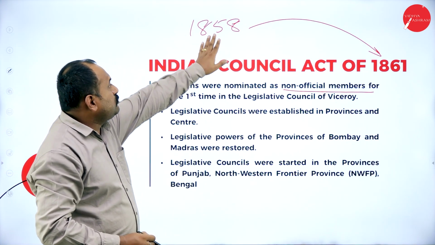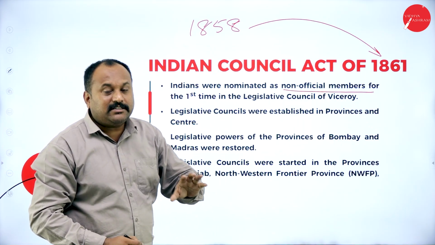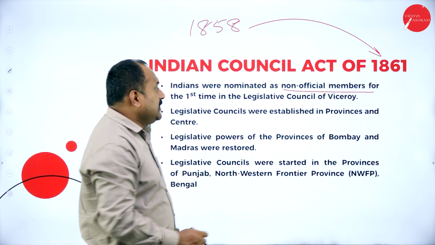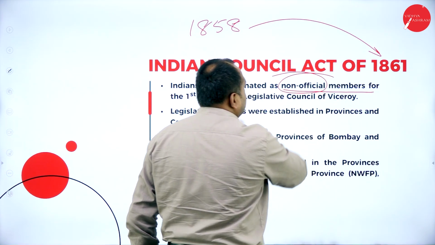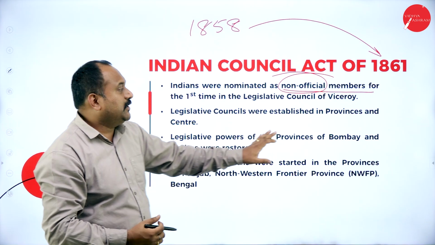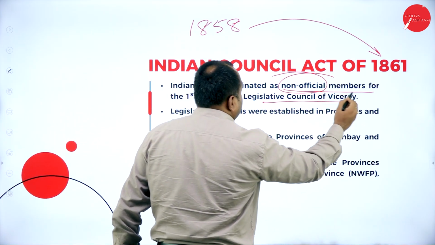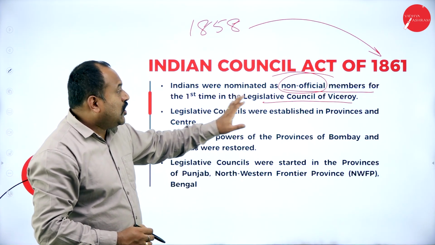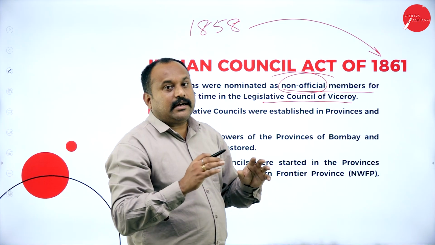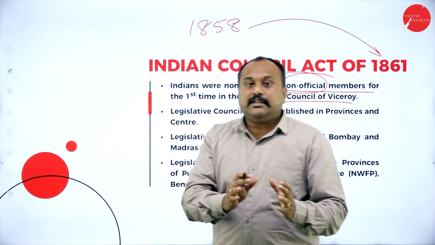See, here there was no Indian, but now in 1861, they have appointed Indians, but they have not got any cadre there. Now, what exactly do they have? It is non-official. Why were they not given official membership? I'll tell you. For the first time in the Legislative Council of the Viceroy, there were non-official members. They're not official, so they can't vote, they can't talk more. If they talk more, there are people who are going to question them.